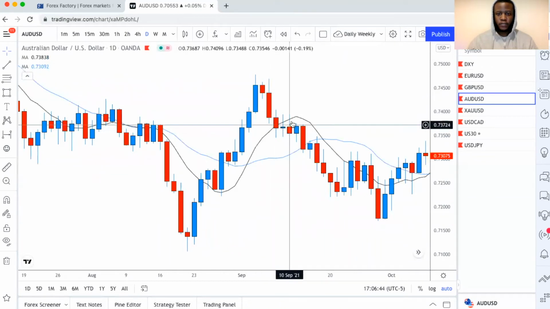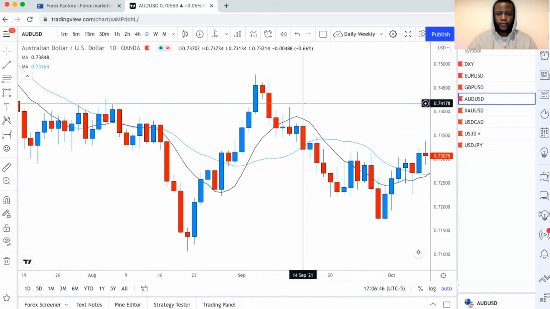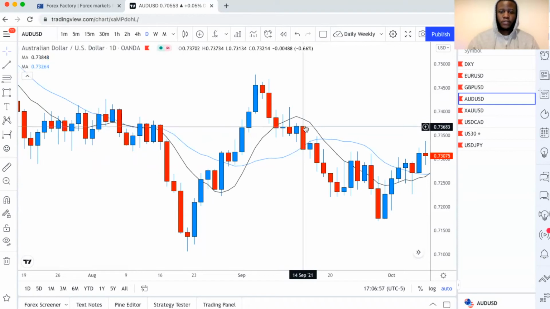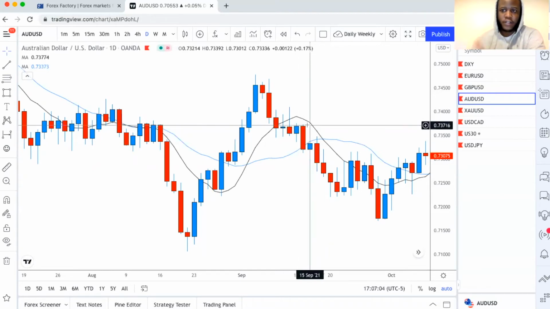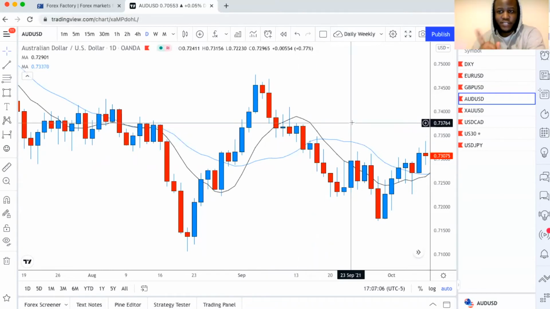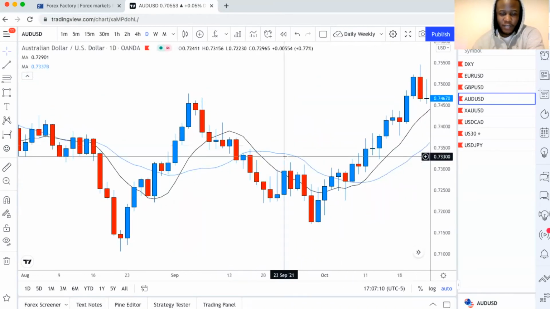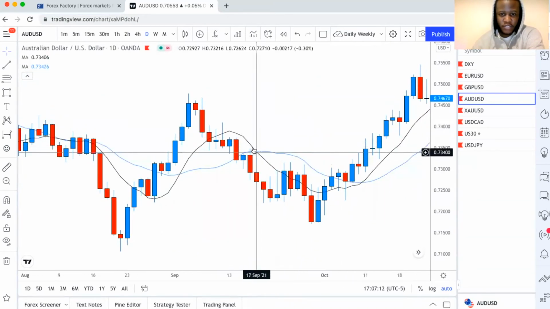Pulls back. 1, 2, 3, right here. You can enter right here. Actually, I wouldn't enter right there because it hasn't crossed over yet. So I wouldn't go for a sell just yet. Just testing you guys, but you gotta be on point. You gotta wait for it to actually cross over to look for a sell.